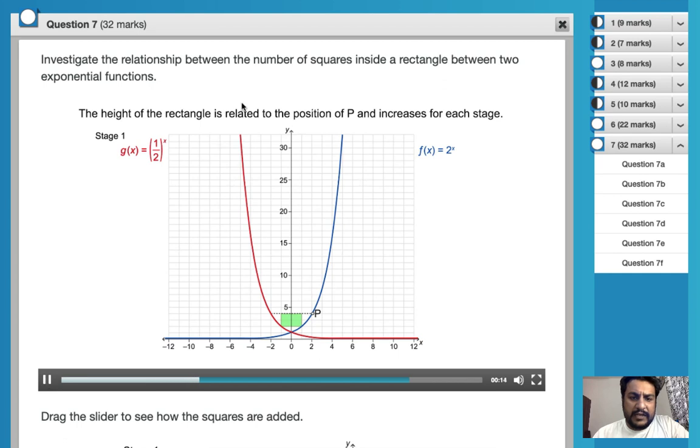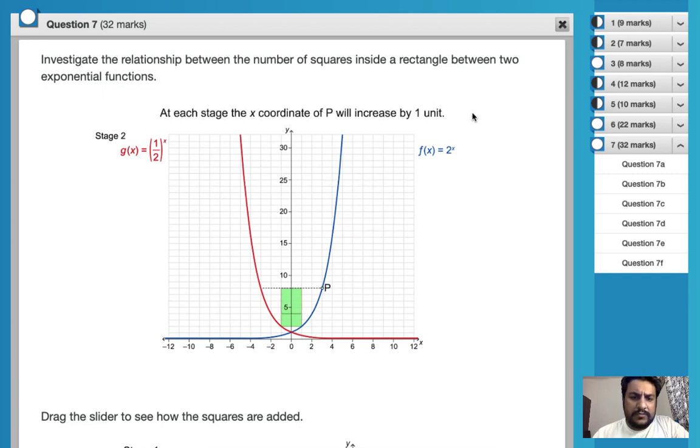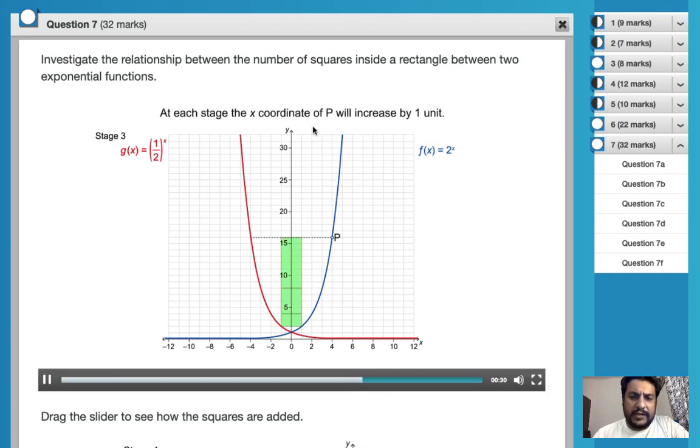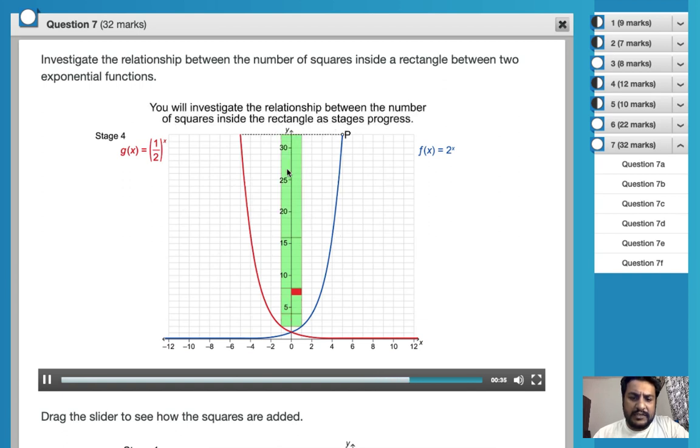The height of the rectangle is related to the position of P and increases for each stage. So as you increase P over here, stage 1, 2, 4. Now at each stage the x coordinate of P will increase by 1 unit. So this is how the height is increasing. You will investigate the relationship. Now this is important over here. We should know what we are doing actually. So do watch the video carefully.